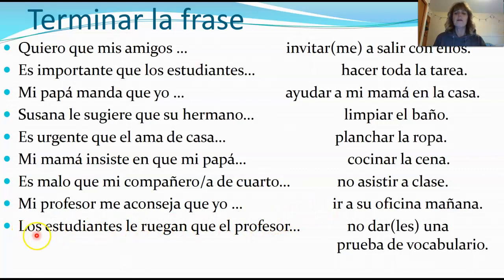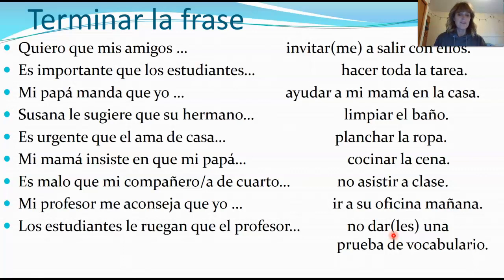Y la última. Los estudiantes le ruegan. It was in the Romans passage I gave you the last class. Beg, the professor. Los estudiantes le ruegan que el profesor no les dé una prueba de vocabulario. No les dé, not give them. No les dé una prueba de vocabulario.